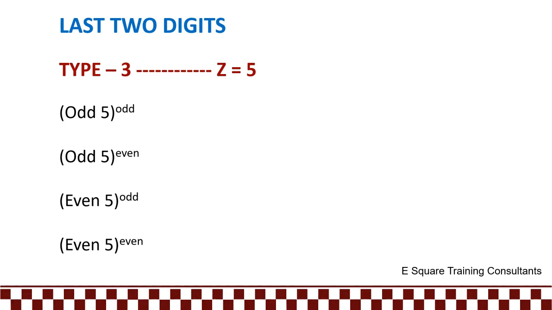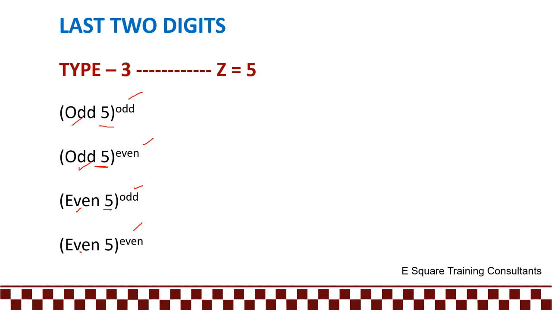So type 3 says when the value of z is 5, we will just have to focus on these two areas. The value of z is 5. The last but previous number of your base is odd and the number in the power is odd, that is the value of n is odd. In the same way, here the base number's last digit is 5 and the last but previous digit is also odd, but the number in the power is even. The third type is that the last digit is 5, the last but previous number is even with the power as an odd number, and even with the power as an even number. So these are the four types.